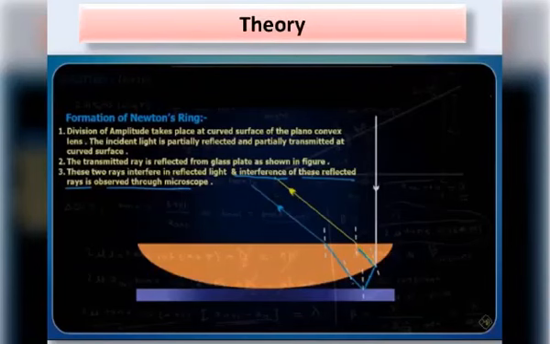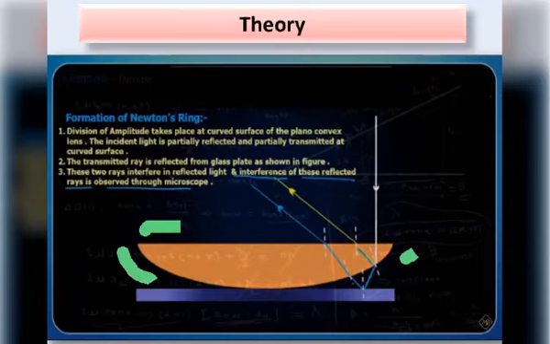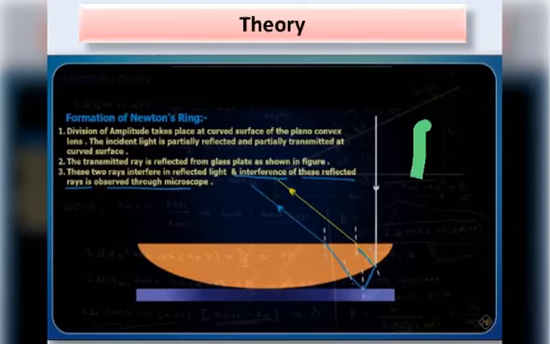Now we will see the theory of Newton's rings. Here we see the plano-convex lens, in which the upper surface is plane and the lower surface is convex, and this is the plane glass plate, where the plano-convex lens is placed on the plane glass plate. The incident ray is partially reflected and partially transmitted at the curved surface, and then the transmitted ray is reflected from the glass plate. These two rays interfere in reflected light, and the interference of these reflected rays is observed through the microscope.